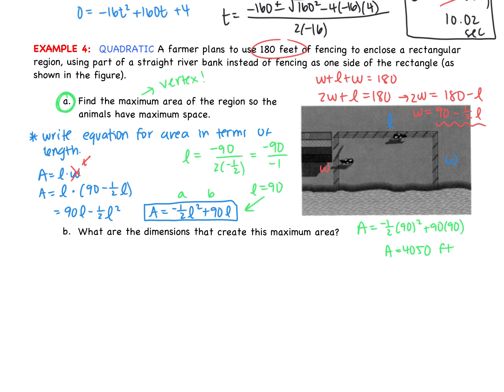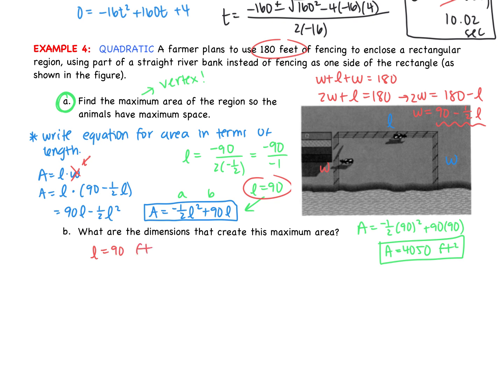And I believe you get 4,050. Can anybody confirm? Yeah, Diana, you can. Great, thank you. So that is the answer to part A. That's our maximum area. Part B: what are the dimensions? What are the length and the width? Well, the length we already have. So we would say the length is 90 feet.